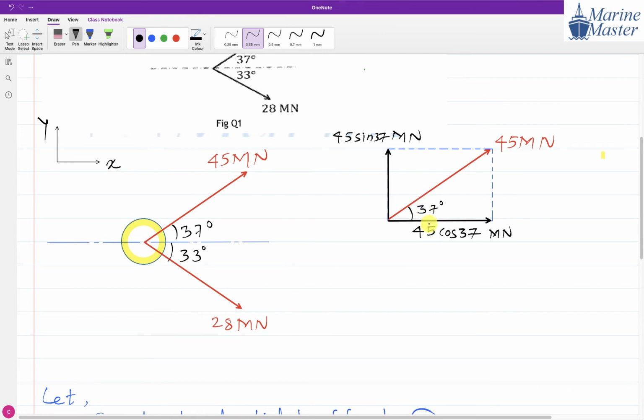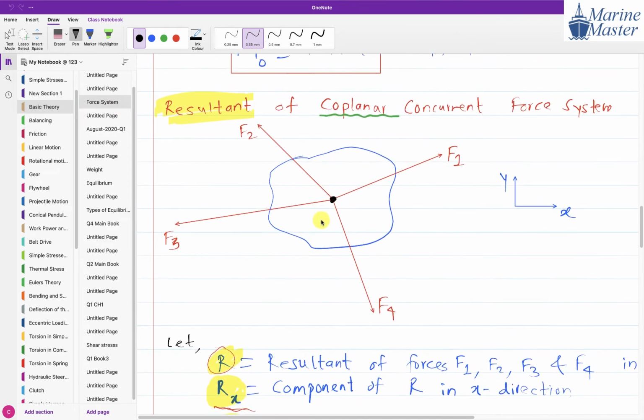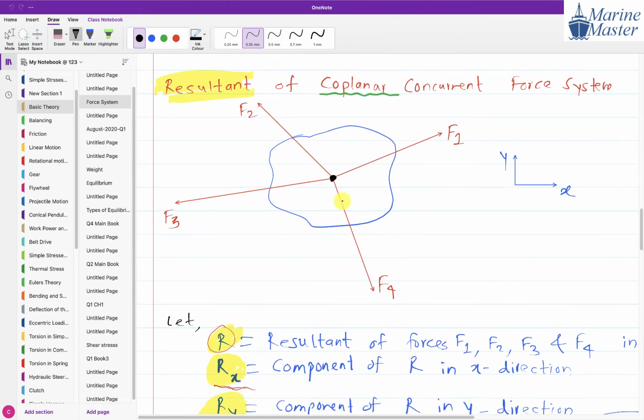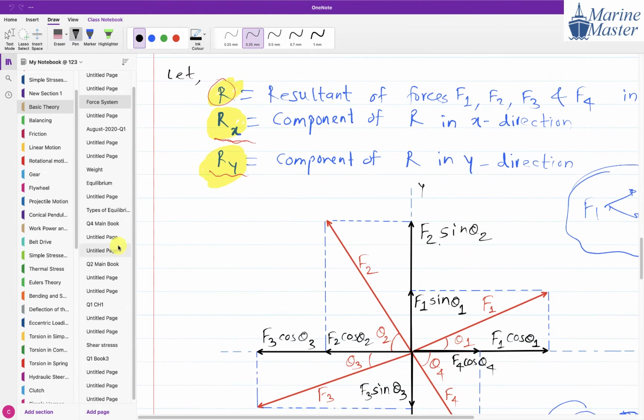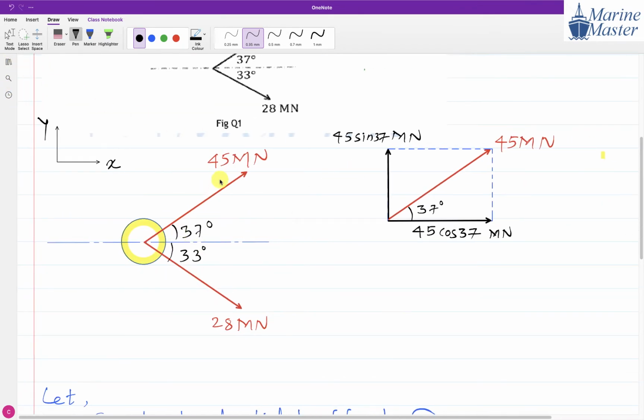And why are we doing this? Because we want to find the resultant. If you remember our force system discussion, the resultant of a coplanar concurrent force system. There we tried to calculate the resultant of 4 forces. But in this numerical, our plan is to get the resultant of these 2 forces. These 2 forces are our target.